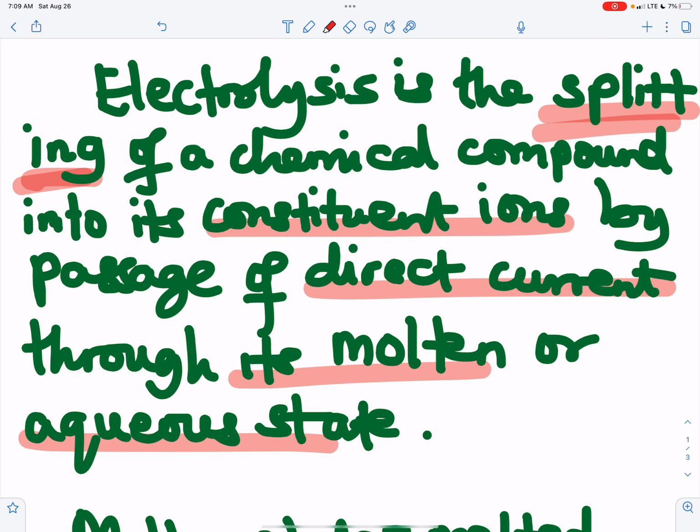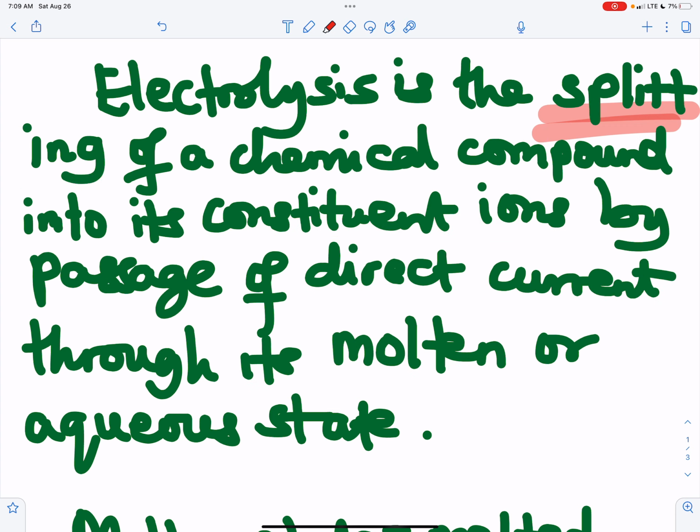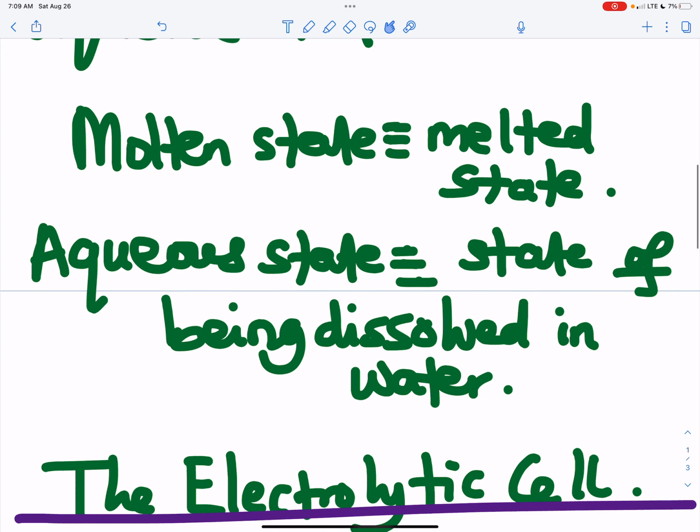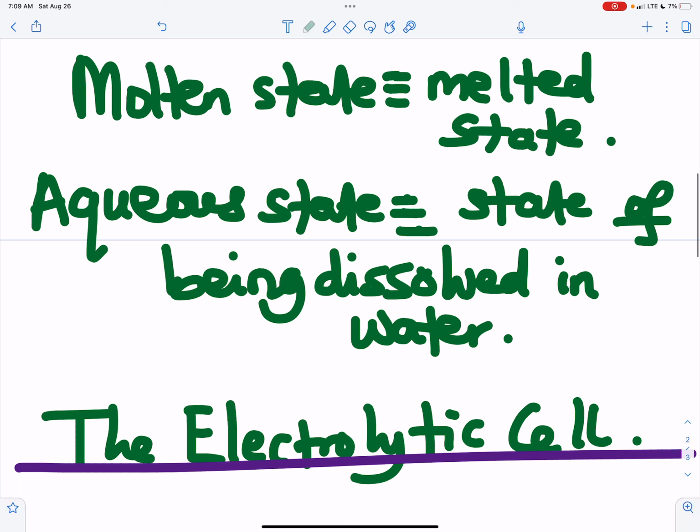That means, for electrolysis to occur in a compound, it must either be dissolved in water or be melted into a liquid. We'll get to that in a jiffy. So take note of this definition. Molten state means that a substance is melted into liquid from solid state. And aqueous state means a substance is in a state of being dissolved in water. That's what we call aqueous state.